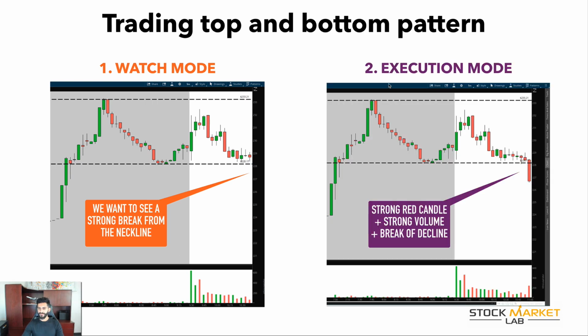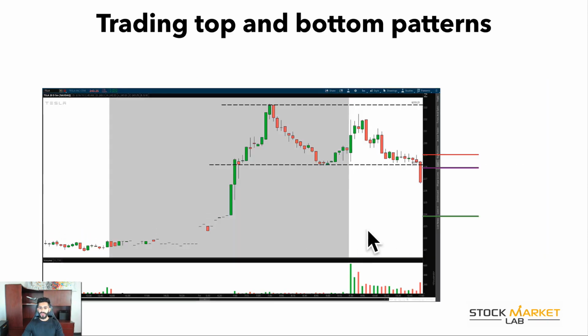Boom. What happens? We go into execution mode. Stock breaks down, strong move down. You can see strong volume, strong candle, breaks the neckline, strong sell-off. This is where we start executing. This is where we have a trade set up. This is where we start processing the trade. So how do we set up the trade?